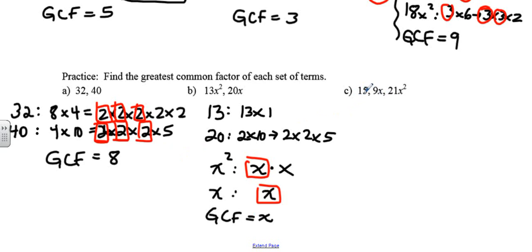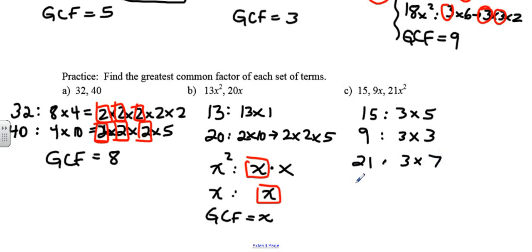All right, so let's look at 15, 9x, 21x squared. So again, we'll start with 15. Because there's no letter attached to the 15, we know that the letters are not common to all three, and so we only have a common number. So 15 can be broken down to 3 times 5, and that can't be broken down anymore. 9 can be broken to 3 times 3, which cannot be broken anymore. And 21 is 3 times 7, which also cannot be broken down anymore.